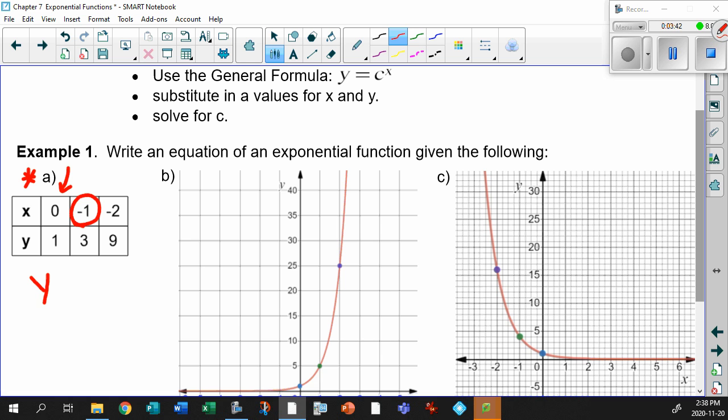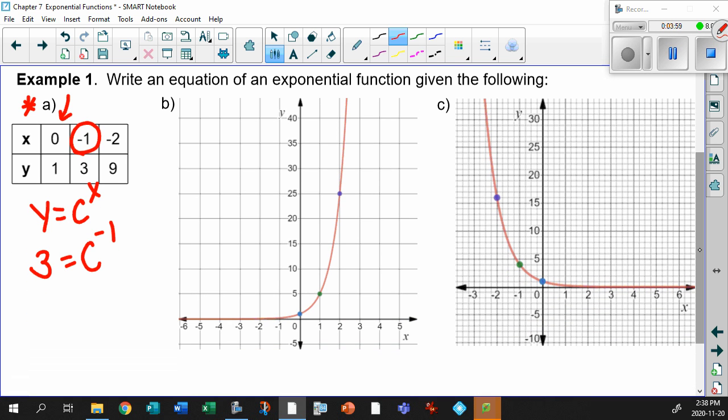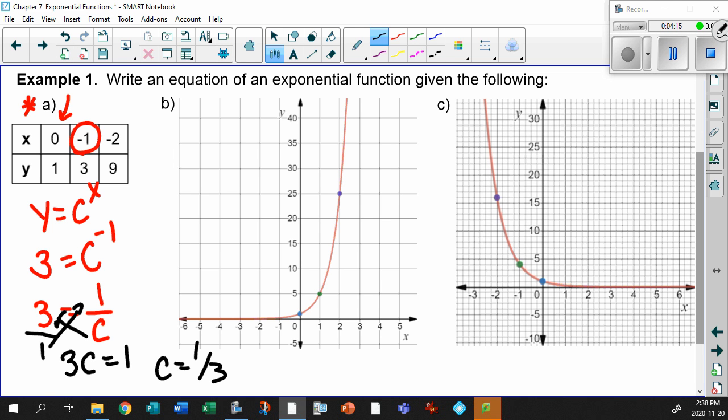If y equals c to the power of x, you're telling me this y, which is 3, equals c, which we don't know, to the power of -1. Well, that's really easy to solve because c to the -1 just means 1 over c to the 1, or just plain old 1 over c. Cross multiply, you have 3c equals 1, divide by 3, c equals 1/3. So what's the equation? y equals (1/3) to the x.